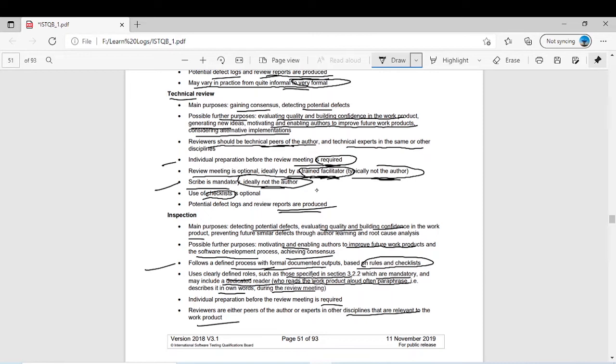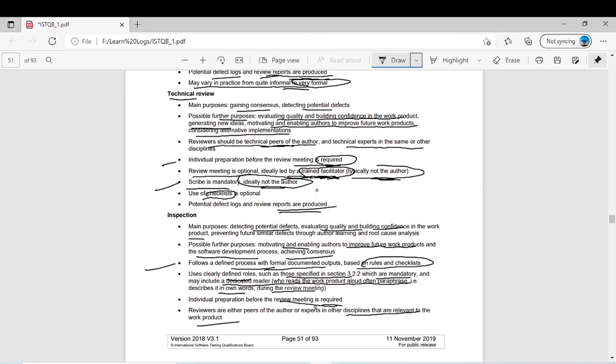It uses clearly defined roles, such as specified in section 3.2.2. Like what are the roles that different persons have during the reviews that we have seen, like the management, author, scribe, facilitator, review leader, whatsoever. Every role is there and may include a dedicated reader. Even they are saying sometimes it can also include a dedicated reader, like a reader who is reading the work product in front of you. Other than the other roles, the reader is also a neutral person who is reading the work product and paraphrasing it, describing it in their own words.